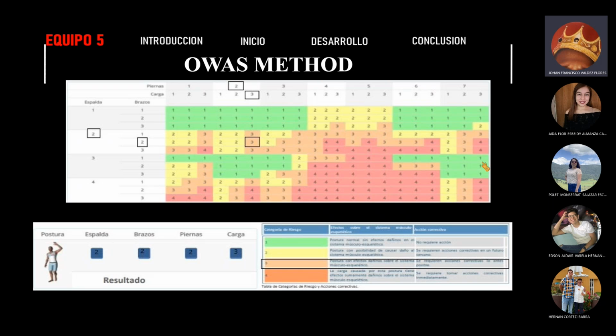Here we can see about the legs, we have the number 2. About the load, we have the number 3. About the arms, we have the number 2. And about the back, we have the number 2. And after that, we can see that the final score was 3. And what it means, next slide.